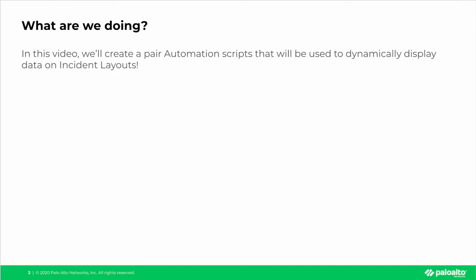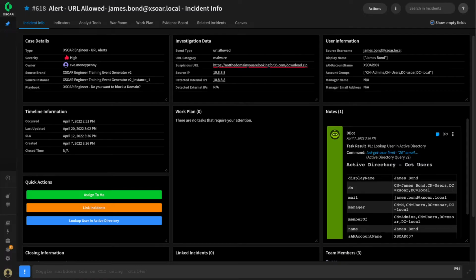In this video, we'll create a pair of automation scripts that will be used to dynamically display data on incident layouts. And with that, let's get to it. Dynamic sections are automation scripts that are used to create dynamic sections to be displayed on incident layouts.